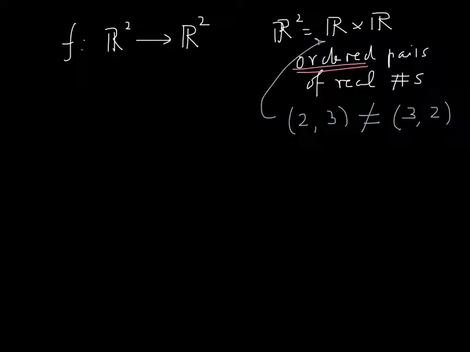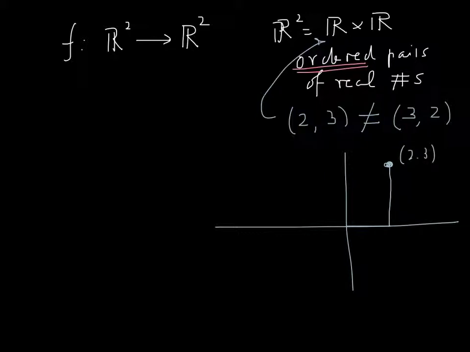So it's not just pairs of real numbers, because then the pair 2, 3 would be the same as the pair 3, 2. But it's the ordered pair 2, 3. And for a moment, remember, where is 2, 3 on the graph? Well, you go 2 here and then 3 here. Here is 2, 3. And how do you do 3, 2? You go 1, 2, 3 and then 1, 2. And here is 3, 2. Very different points. So this is R2, just to explain what R2 is. So we wanted to consider functions from R2 to R2.